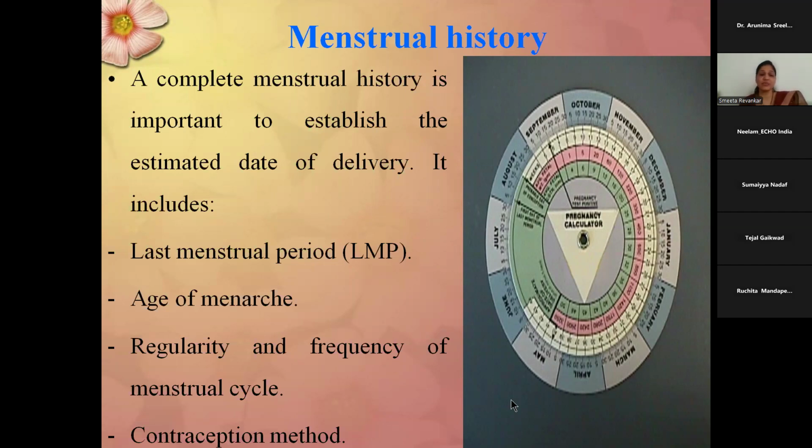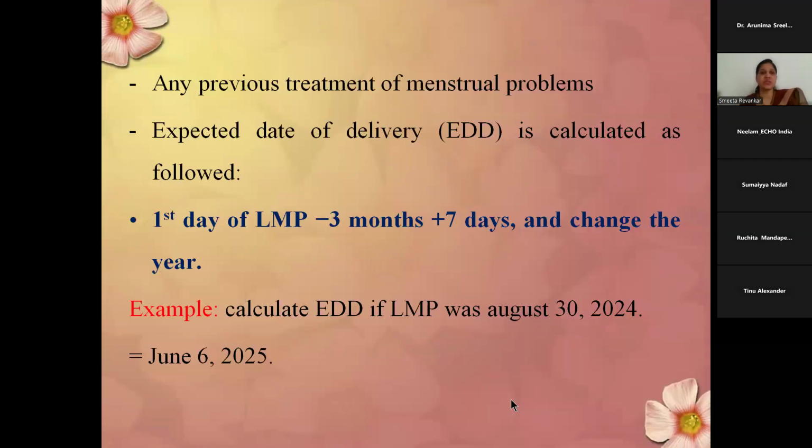And more importantly, you have to ask whether they are using any sort of contraception method. Sometimes they are not using any, and they also do not have knowledge about it. So you have to ask whether they are using. If they're not using, ask whether they know about contraception methods. Any previous treatment or menstrual problems: if the woman has any problems with menstruation, whether she has undergone any treatment, that history should be collected.